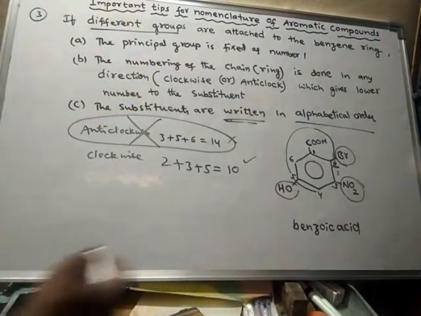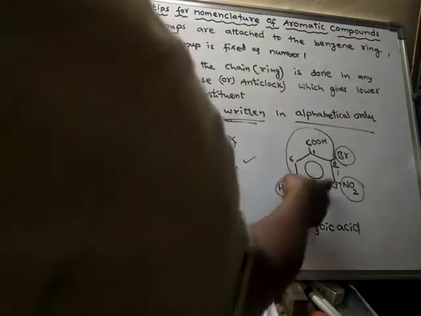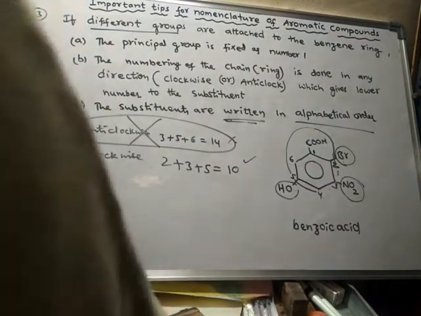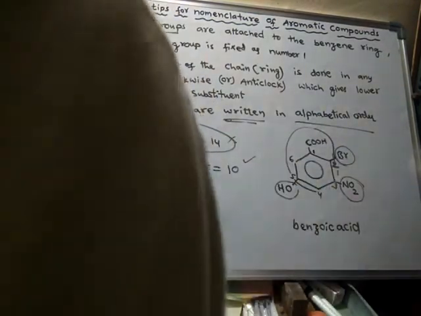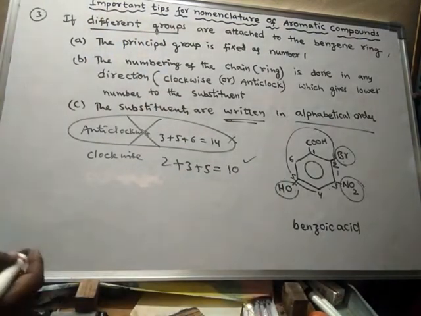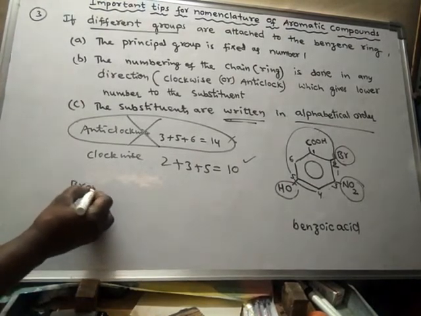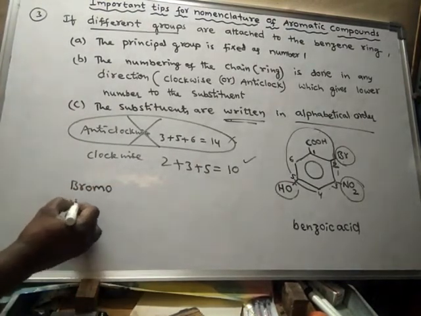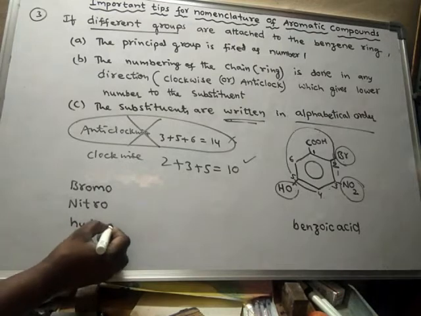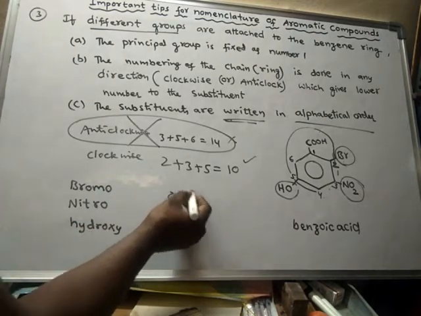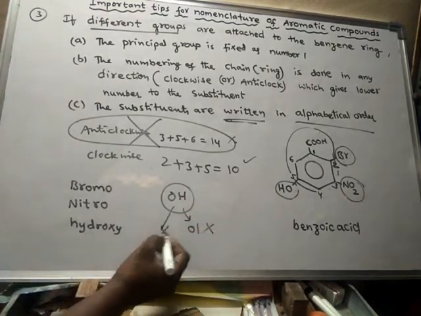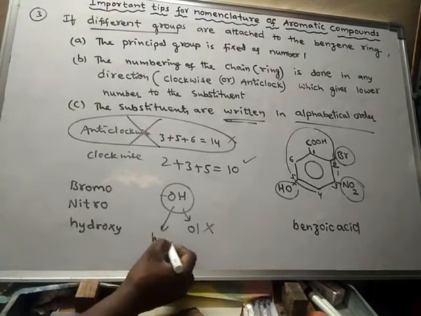Okay. So now the parent compound is benzoic acid, and three substituents are present on the benzoic acid. One substituent is on second carbon, on third carbon a nitro group is present, on fifth carbon an OH group is present. So what are the three substituents? One is bromo, another one is nitro, and the third one is hydroxy. Because OH is acting as a substituent. Don't use ol. We have to use hydroxy only in this case.